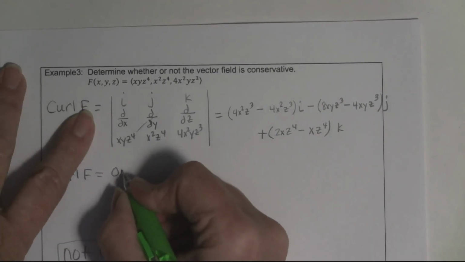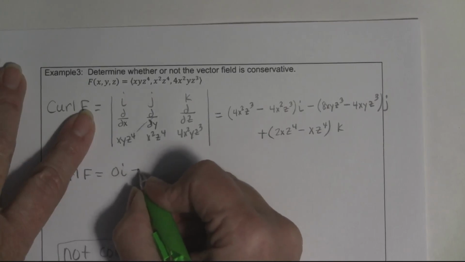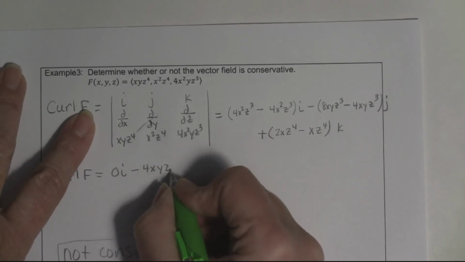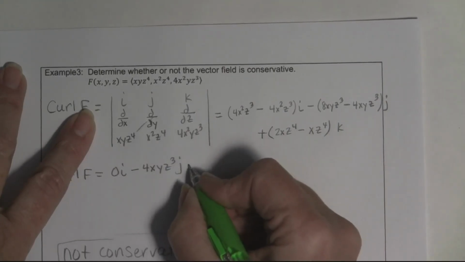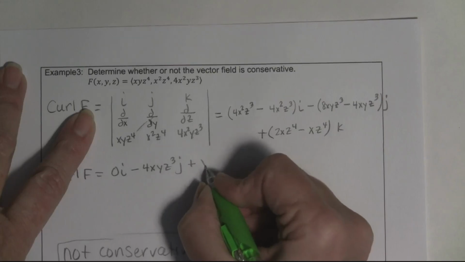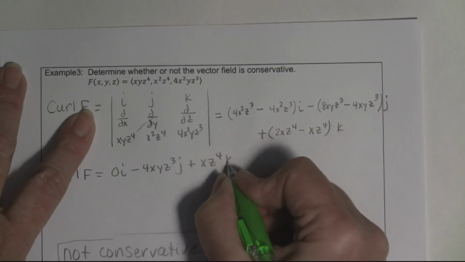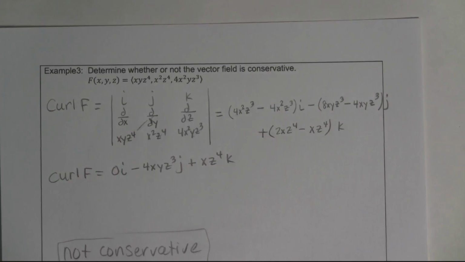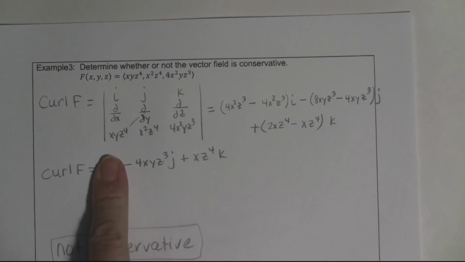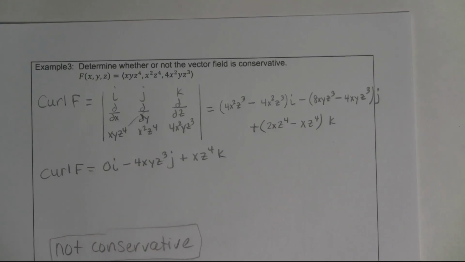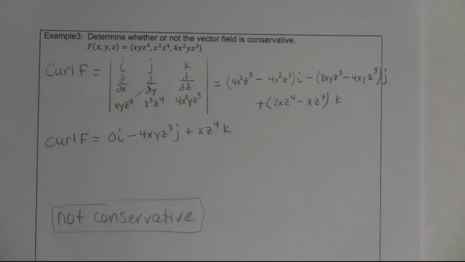So if they had asked me to find the curl, like they did on other problems in the book, we'd have 0i. We would have minus 4xyz cubed j. And we would have plus xz to the 4th k. And that would be the curl. Of course, when you look in the back of the book, they won't write the 0i. And here, when you look in the back of the book, they're going to just say not conservative, because that's what they were asking about.